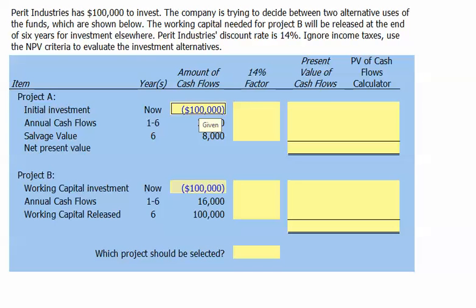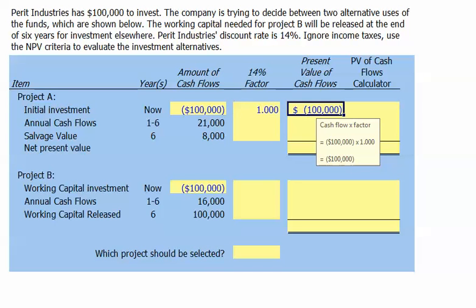Again, we're going to look at both Project A and Project B using our factors from our present value interest factor tables and using our financial calculators. Let's begin by looking at Project A. The present value of the initial cash outflow of $100,000 at time 0 will be discounted at a factor of 1.0. In other words, it won't be discounted at all. So its present value is $100,000.